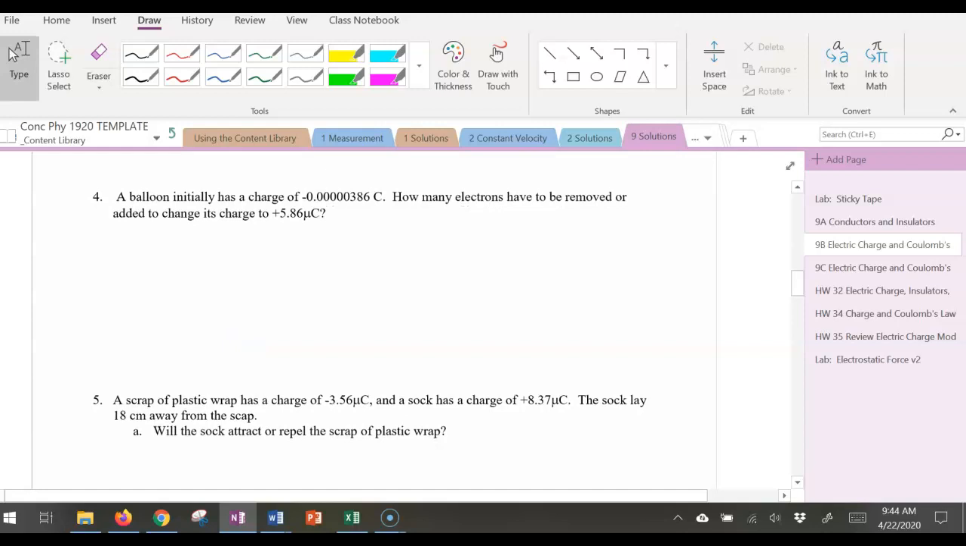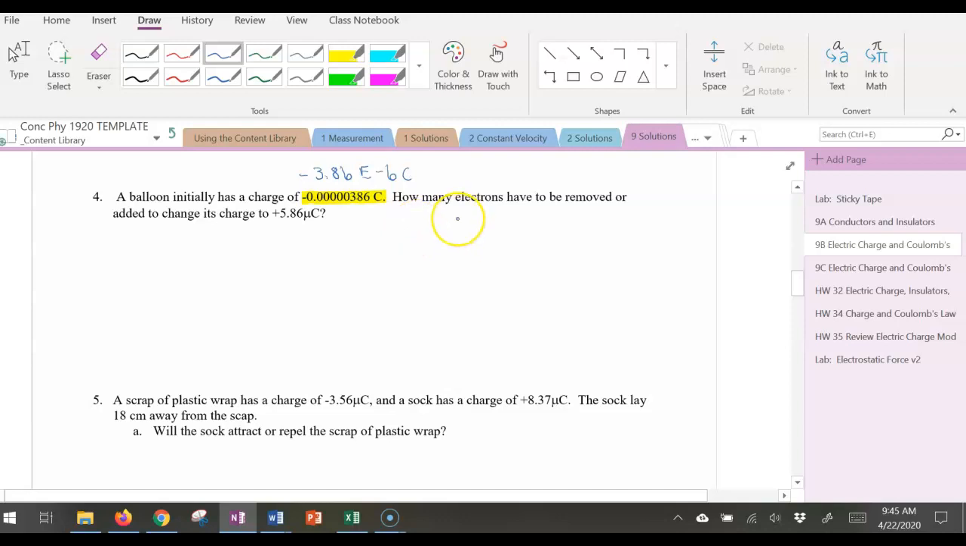Let's look at number 4. We have a balloon that has this initial negative charge. This is kind of a hard number to read. It has a lot of zeros, so I'm going to put that in scientific notation just so that I don't make a mistake in how many zeros I write. So I see 1, 2, 3, 4, 5, 6. That's e to the negative 6 coulombs, or negative 3.86 microcoulombs.